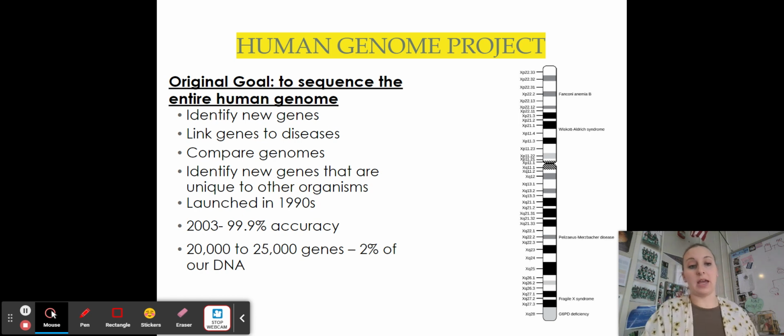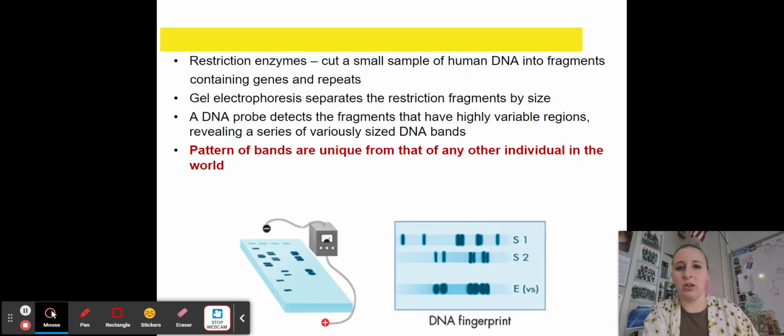And it accounted for most of our DNA. 2% of our DNA consisted of 20 to 25,000 genes. So that was only 2%. And again, it took a really long time to get that 2%, but the remaining bit was done in the first few years of the early 2000s. I believe it was completed by 2004, 2005.